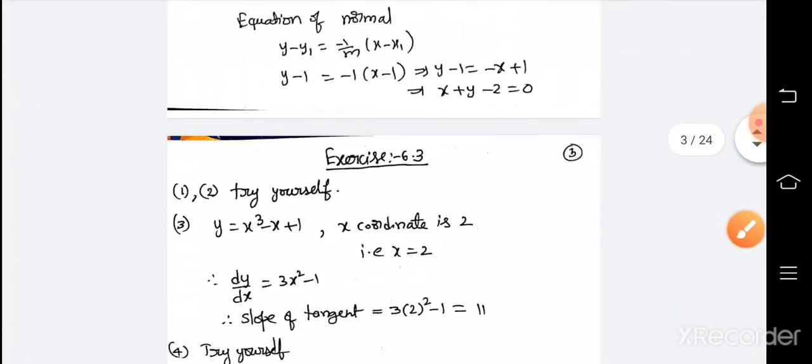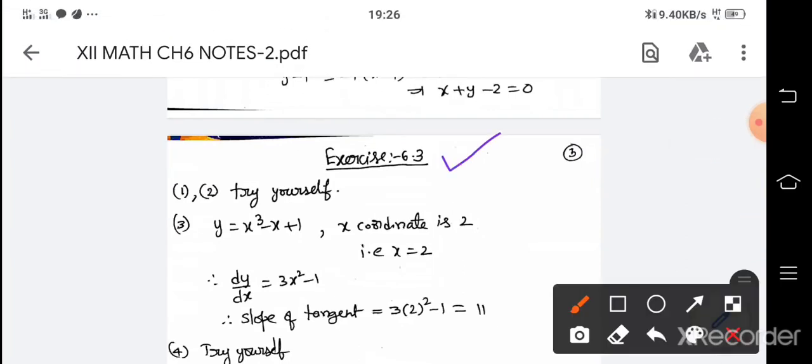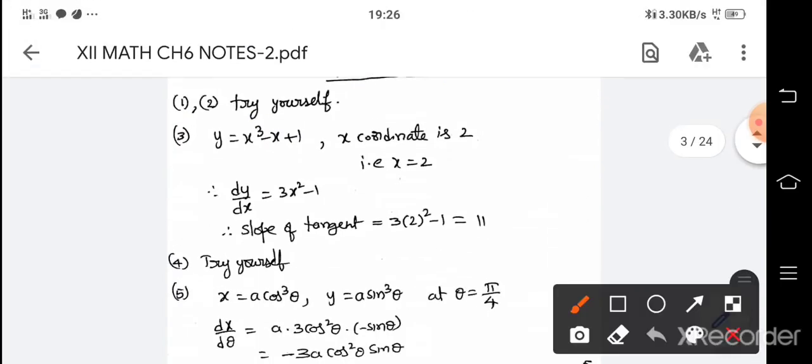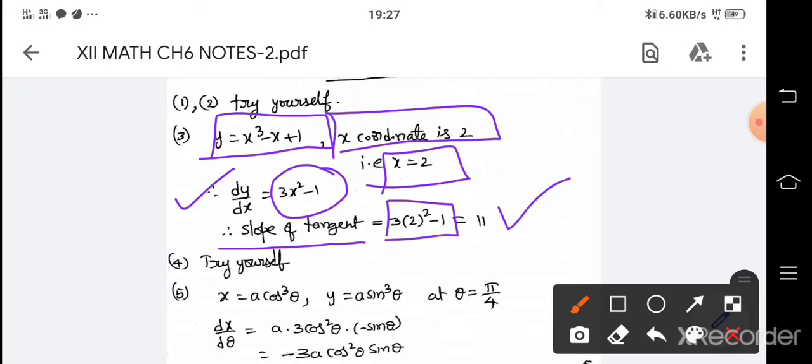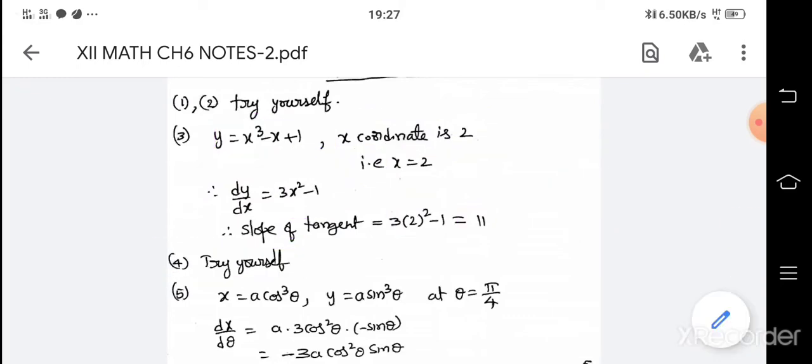Okay, next, exercise 6.3. Keep your textbook with you when doing exercise 6.3. First two questions, try yourself. They are asking you to find the slope of the tangents only. Direct questions. Third question, y is equal to x cube minus x plus 1. The x coordinate is given as 2. That means x is equal to 2 is given. Find dy by dx. Substitute the x value in this. You get the slope of the tangent, which is 11. Then the slope of the normal will be minus 1 by 11. If they ask, you can write it here. Fourth question, try yourself. Next, the fifth question is a different model.